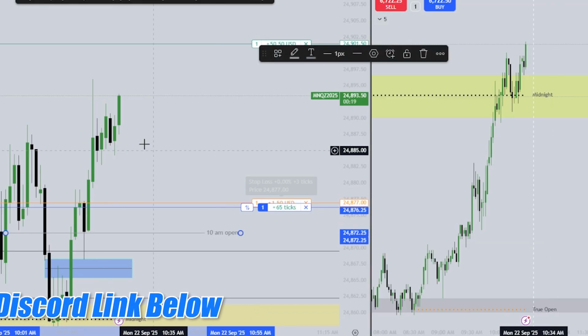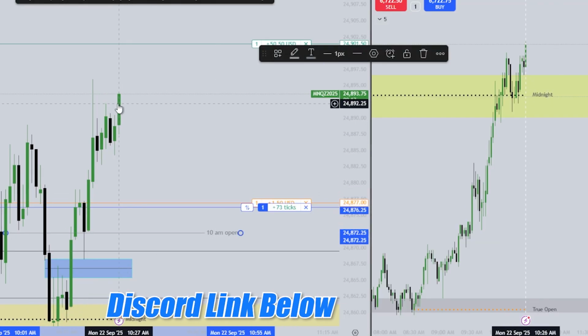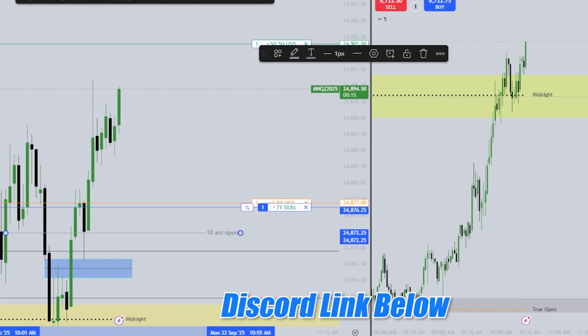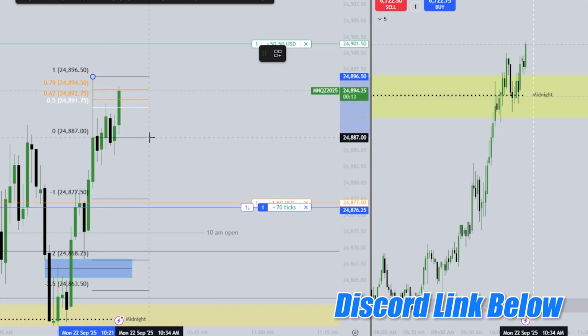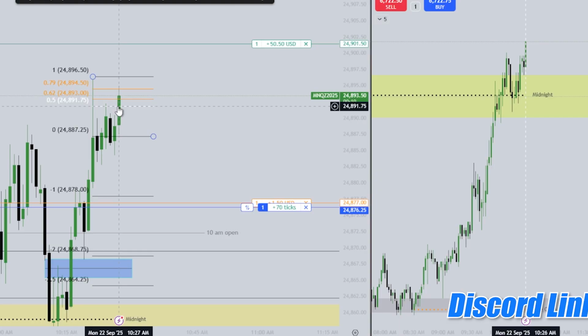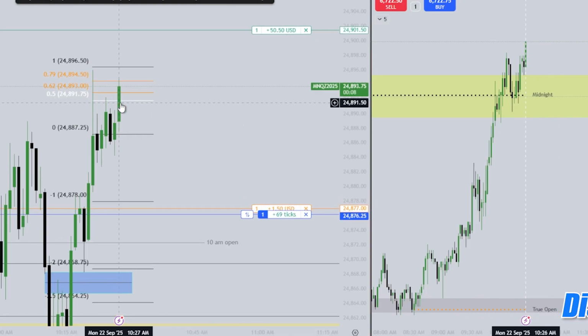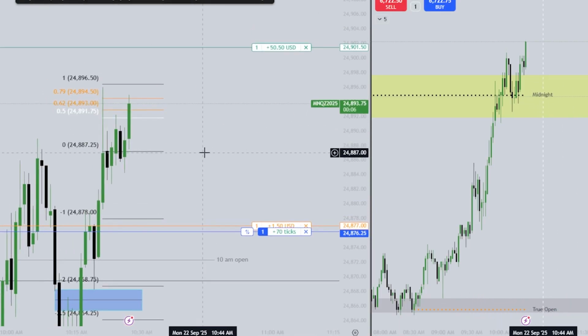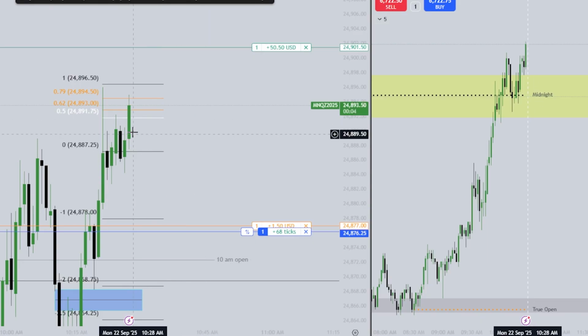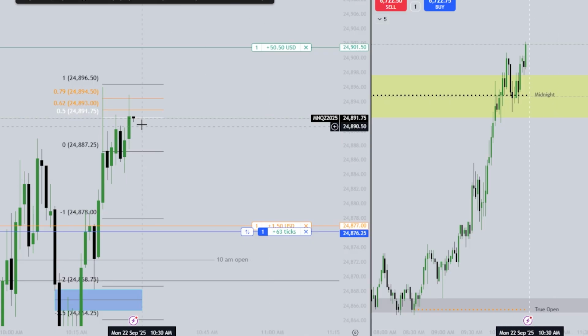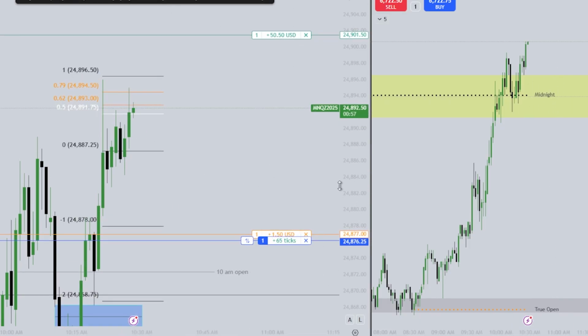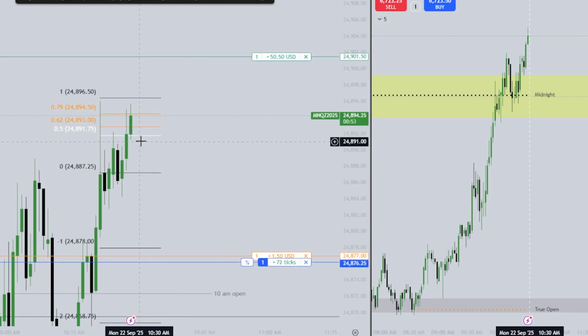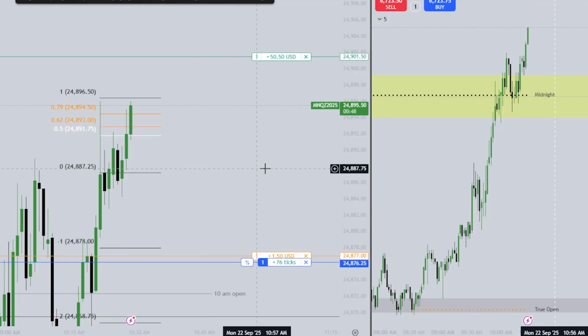So, if we get a closure, if we close above the consequent encroachment of this wick, I will then move it. So if we close above that, that would tell me that the trade's still good till we don't. But I want to see it close above that consequent encroachment of this wick. You see how we close right at it? That tells me, in my opinion, that I'm keeping the stop loss right here. Now if we close above here, then I will feel confident in moving it.